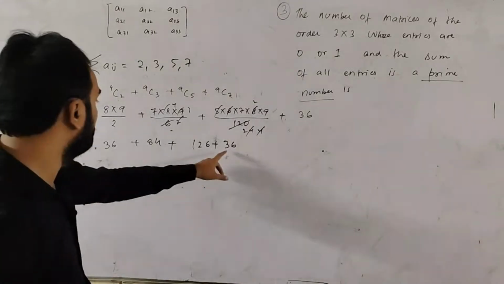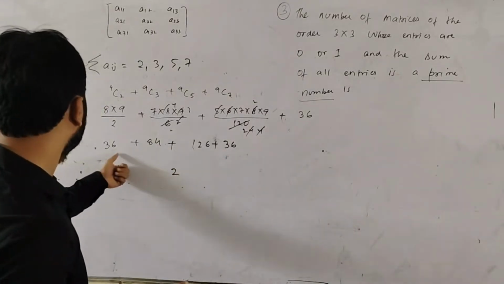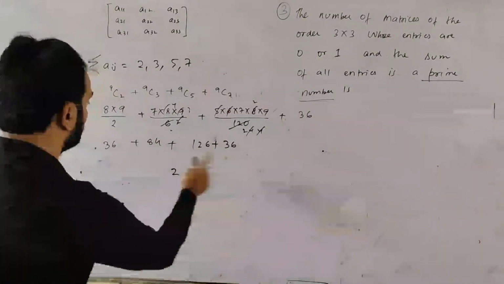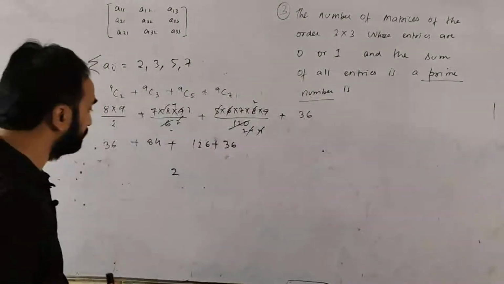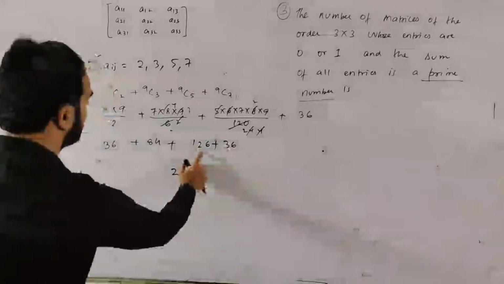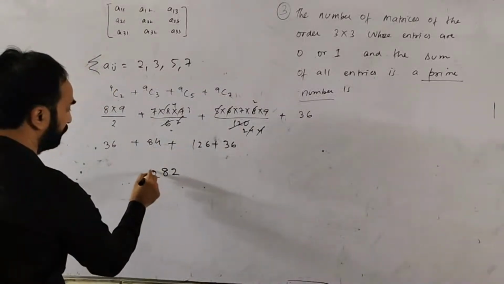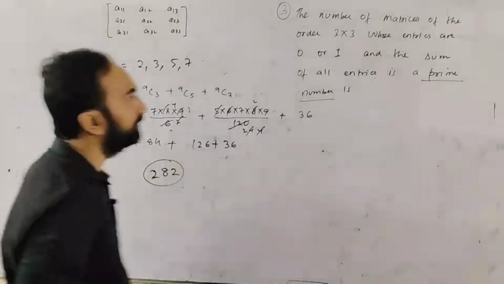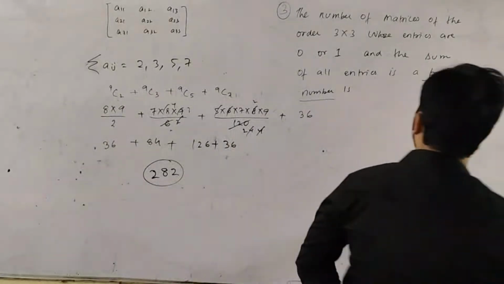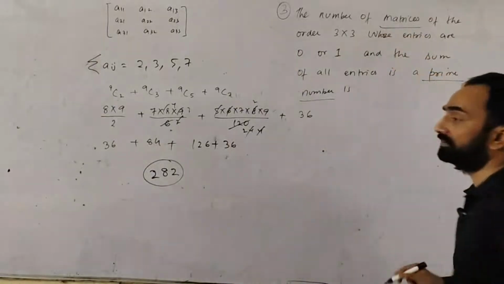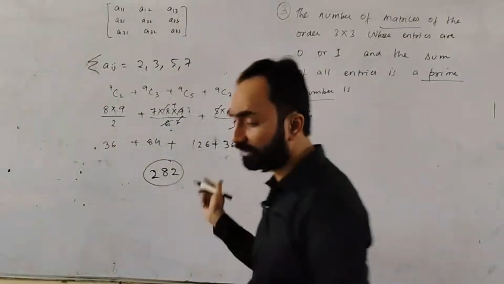This will become how much? 6 6 12 and 4 16 and 6 22, 5 7 15 and 18, and this will become 282. So I think 282 is the final answer, right? So the number of matrices that will form is, how much is the answer here? 282. Just cross check the answer.